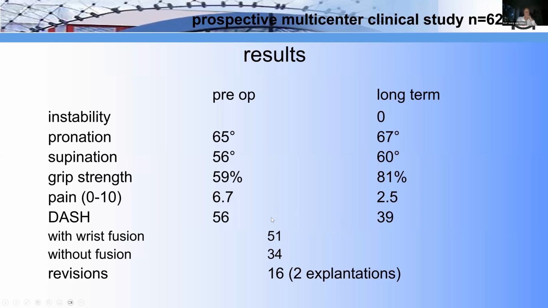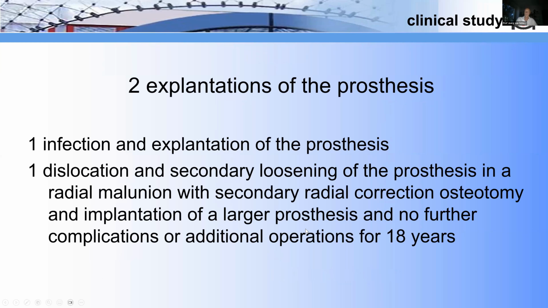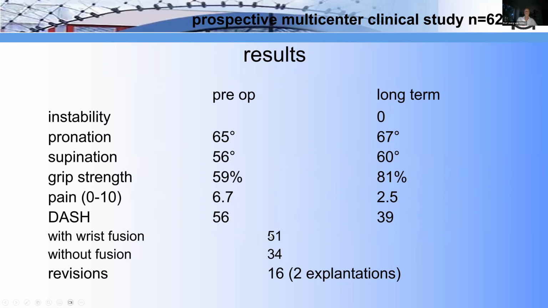The DASH decreased from 56 to 39 postoperatively, but we had a DASH of 51 in the patients where we had a wrist fusion. So in a lot of patients, we did not only have ulnar head replacement, but problems on the radial side of the wrist as well. In the patients where we had an additional wrist fusion, we had postoperatively a DASH of 51, and without a wrist fusion, a DASH of 34.